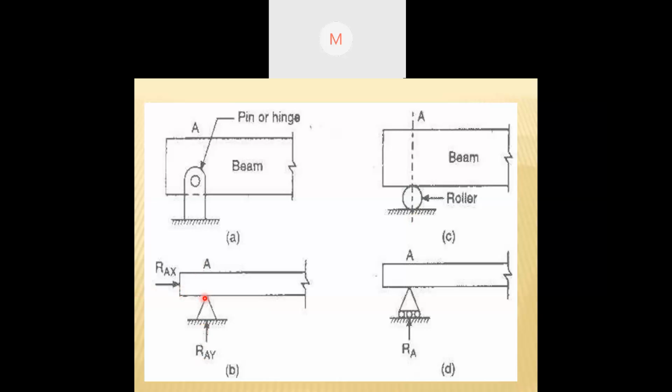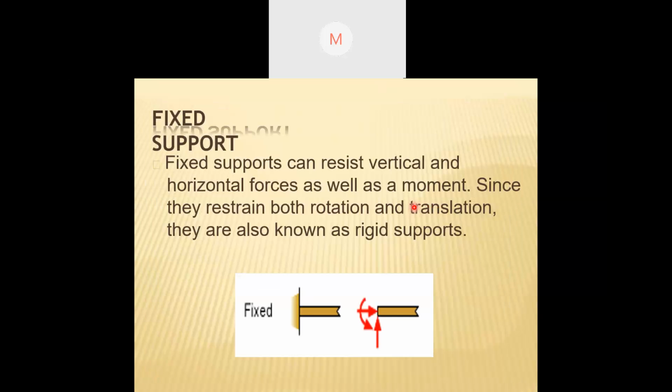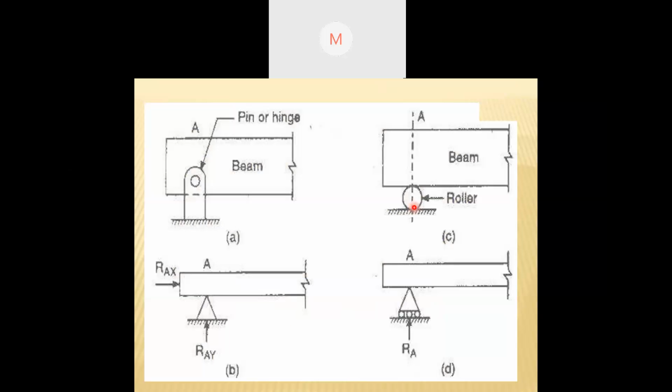Then what happens? In case of a hinge support, it can resist both vertical and horizontal forces. But in case of a roller, what happens? It can resist only the force that is perpendicular to the surface, right? So this is what the roller is all about.